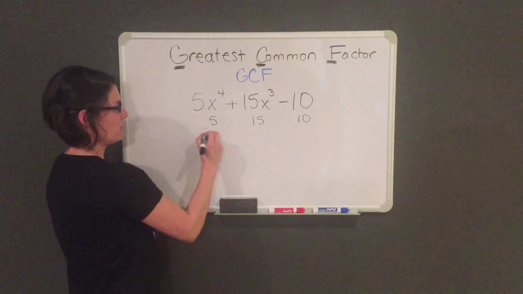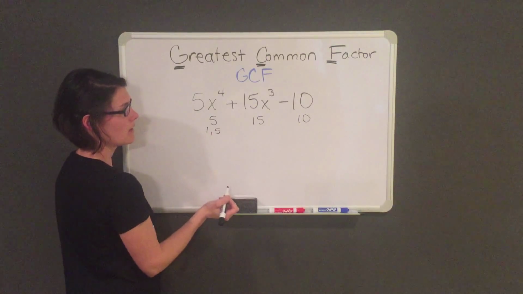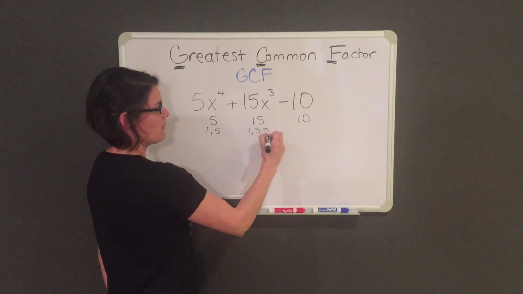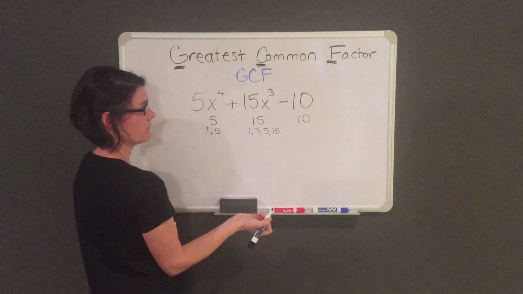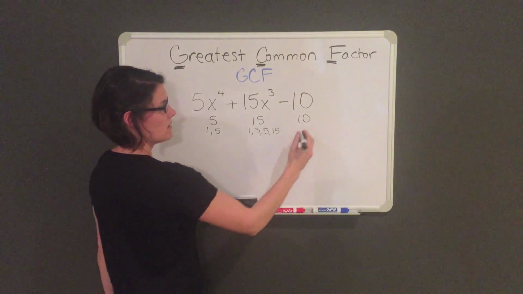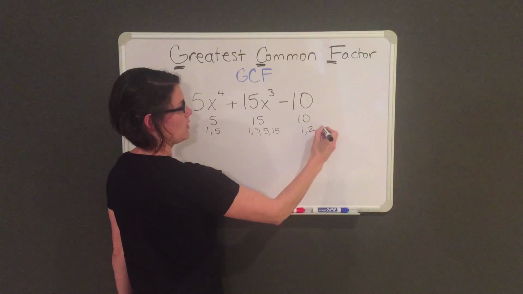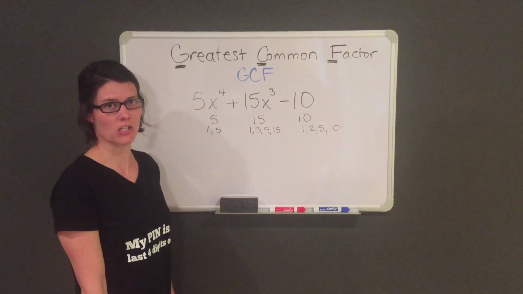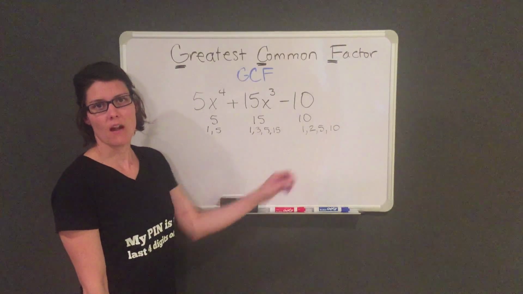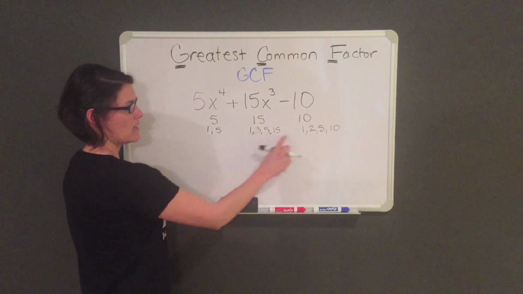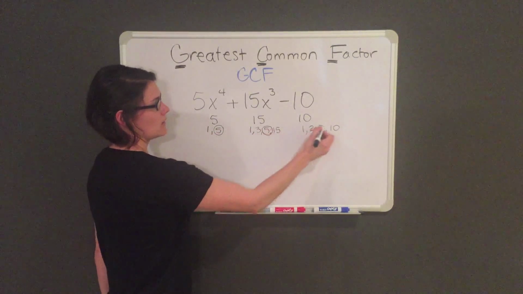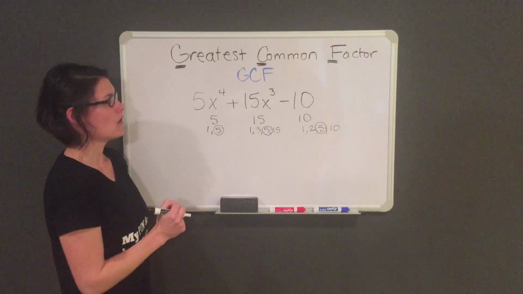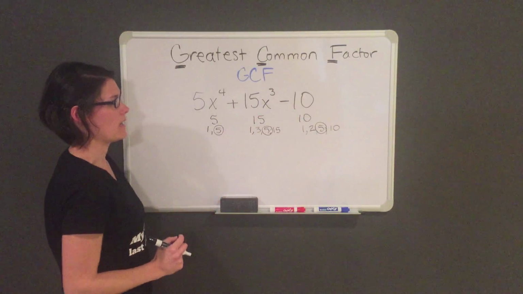So the factors of 5 are just 1 and 5. The factors of 15 are 1, 3, 5, and 15. The factors of 10 are 1, 2, 5, and 10. And to pick the greatest common factor, I'm going to pick the largest number that all of them have in common. All of them have 5, and it's the largest number that they all 3 share. So 5 is the greatest common factor between 5, 15, and 10.